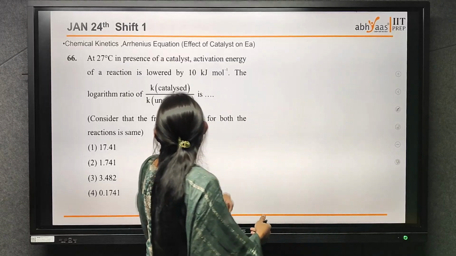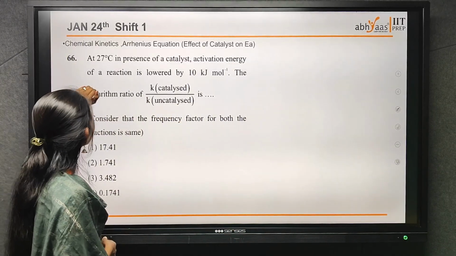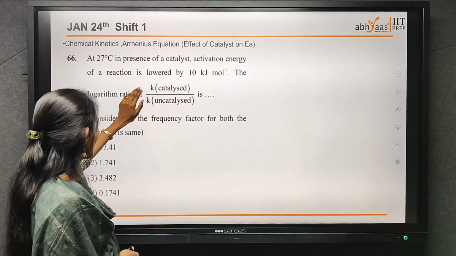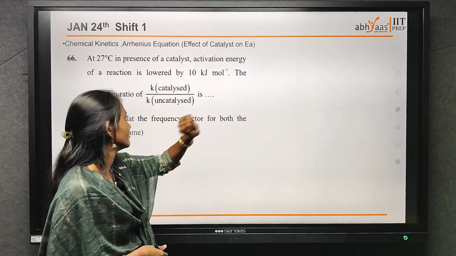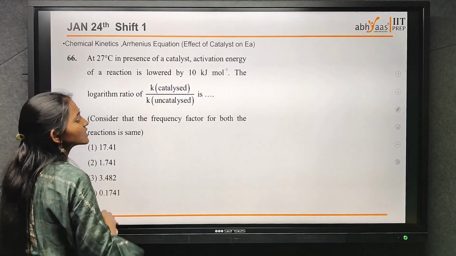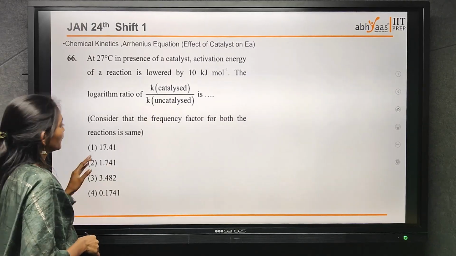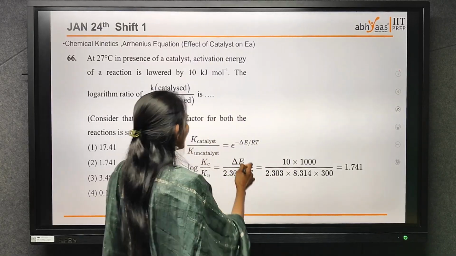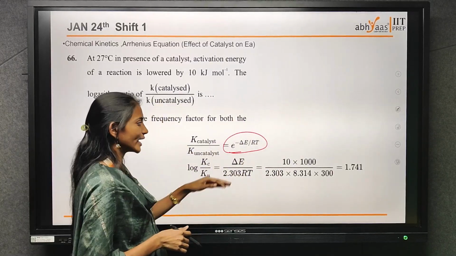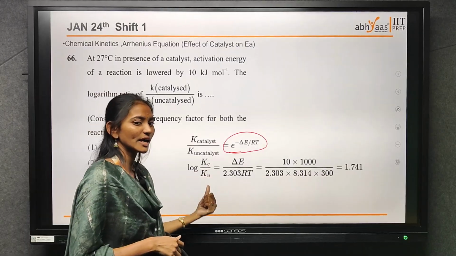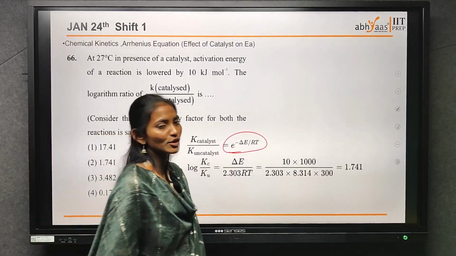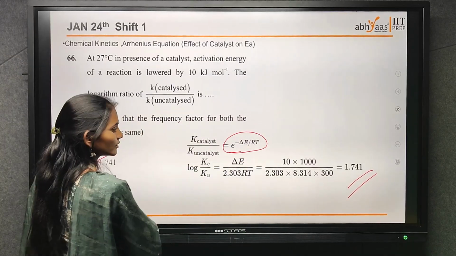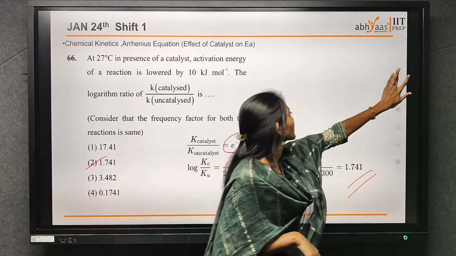Moving on to the next question. This question was asked from chemical kinetics. At 27 degrees Celsius, in the presence of a catalyst, the activation energy of a reaction is lowered by 10 kJ/mol. They are asking for the logarithm of k catalyst by k uncatalyst. If you see the reaction, it is the ratio of catalyst to uncatalyst, so the expression is e to the power of minus delta E by RT. If you substitute the values, you get your answer, right? 2 is your answer.